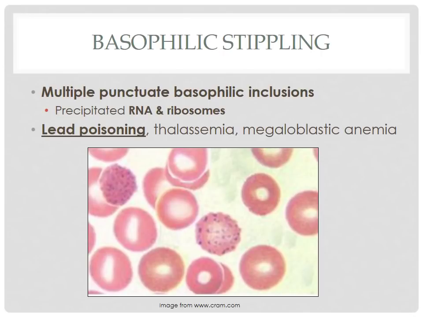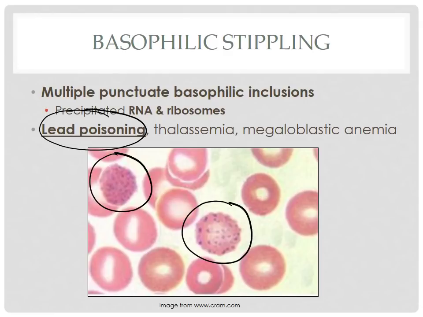Basophilic stippling. Basophilic stippling is a basophilic inclusion, but it is multiple inclusions, and it is usually made of RNA and ribosomes. If you hear basophilic stippling, the first thing you should be thinking and considering is lead poisoning. You could see this in other syndromes such as thalassemia or megaloblastic anemia, and there are two great examples on this smear here of basophilic stippling.